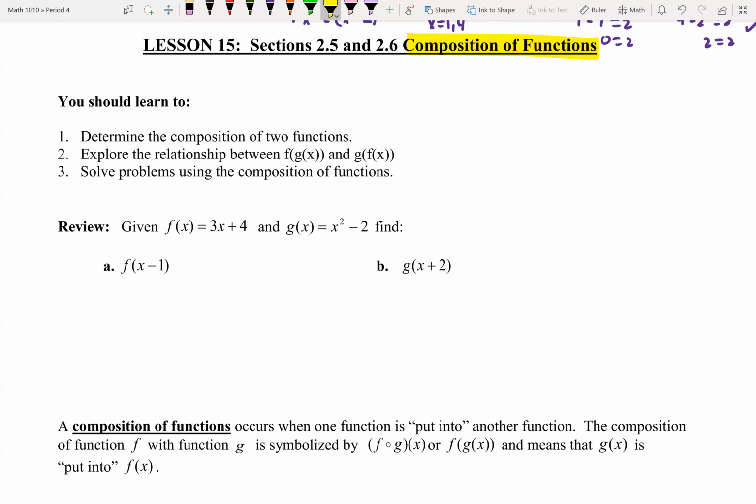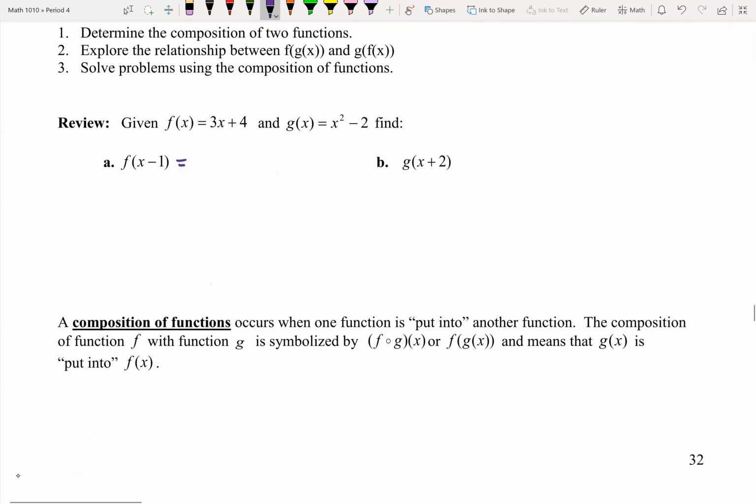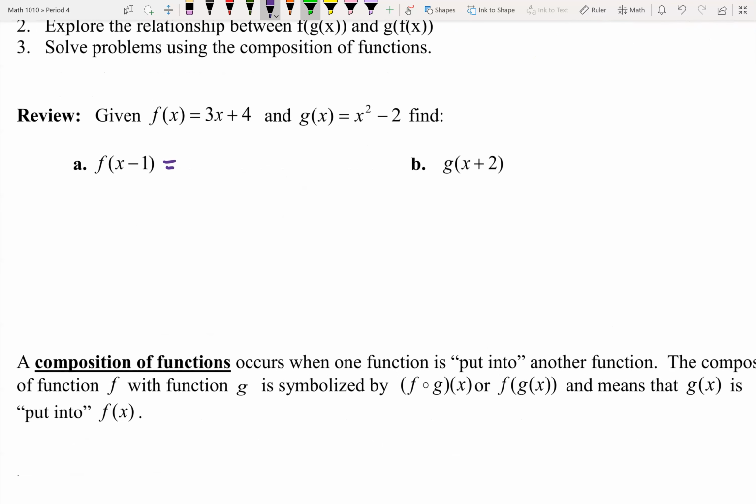So composition of functions is when you plug something in for x into an equation, okay? So here's this, for example, f of x minus 1. So you go into this f of x right there, and wherever you see an x, you replace it with x minus 1. So this is 3 times x minus 1 plus 4. So I just took the x, I erased it, and I replaced it with that, okay?